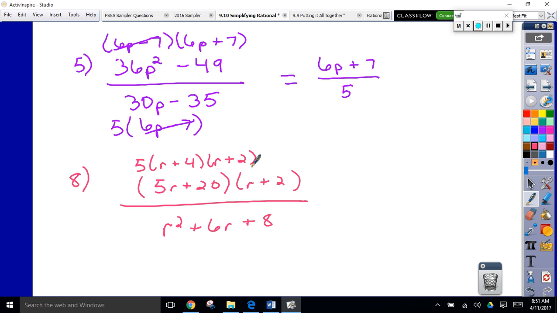Sophia, do you want to do the bottom, since that's what you wanted to do? Good. r plus 2, r plus 4. So what would my final answer be on this one? Sophia, go ahead. Just 5, because our r plus 4s cancel out, the r plus 2 cancels out, we only have 5 left.